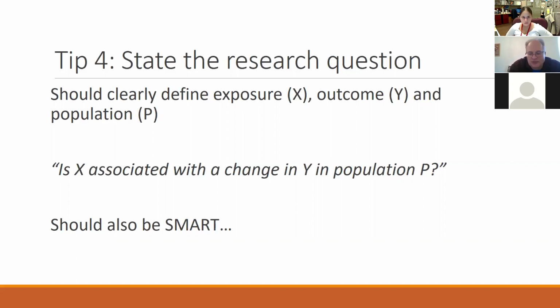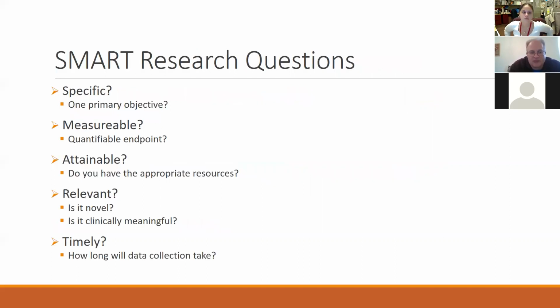And you want the question to be SMART, which is just an acronym. So basically, is it specific? Ideally, with a research protocol, you want to have one or two primary objectives. Is it measurable? Whatever you're trying to ask, is there a quantifiable endpoint that you can measure? So if you're looking for example, a reduction in cholesterol over time, that would be your endpoint. Is it easily measurable? Is it attainable?